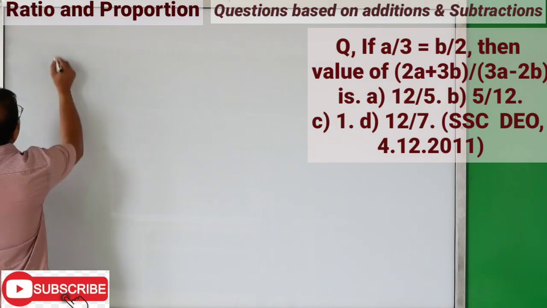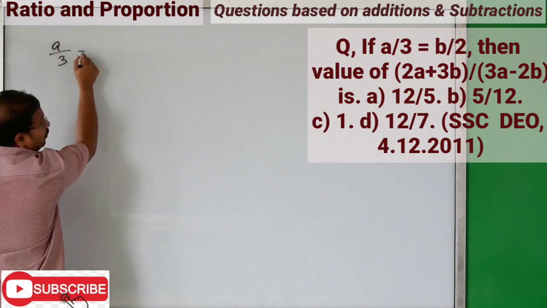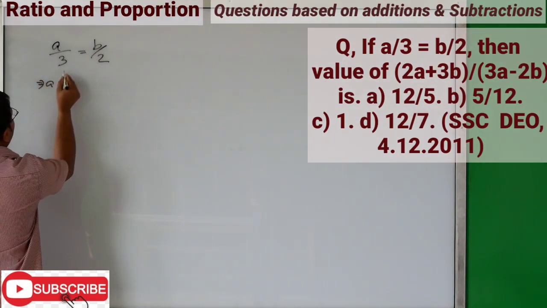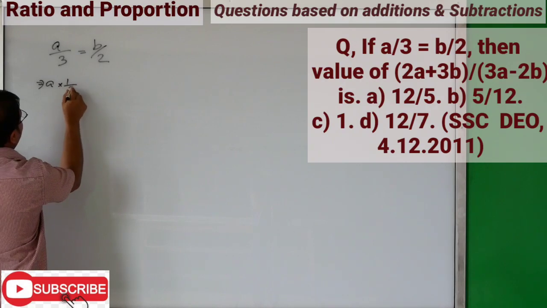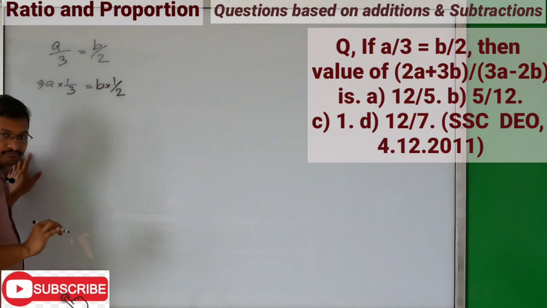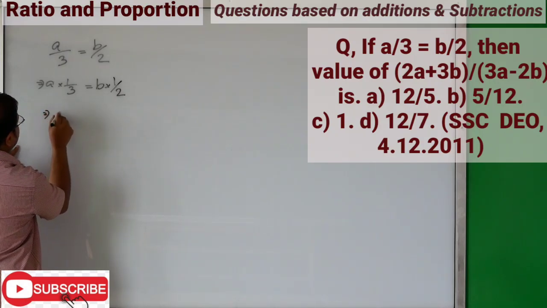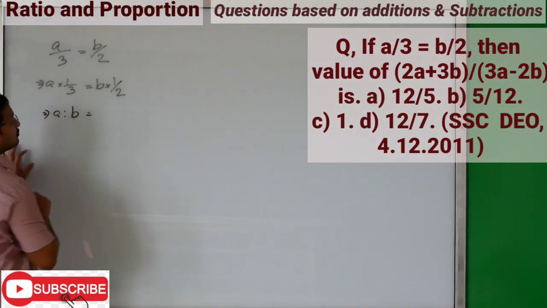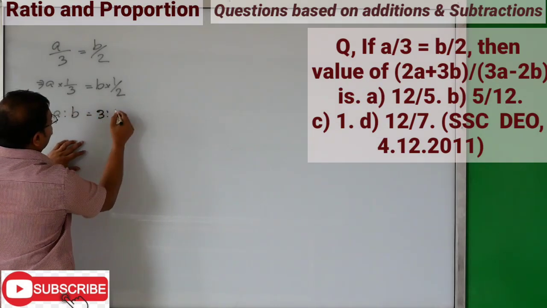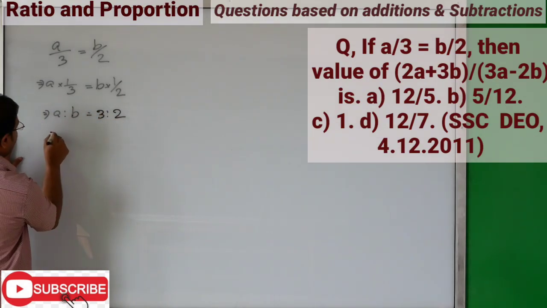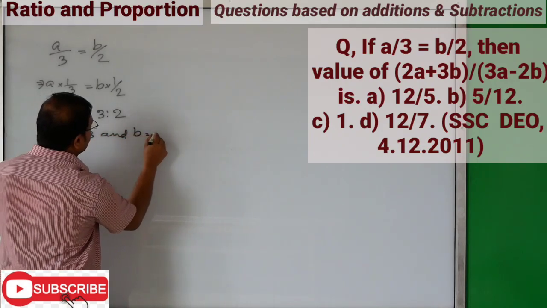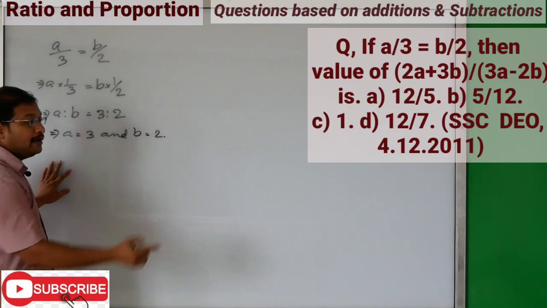What is given here? A by 3 equals B by 2. This implies A by 3 we can write A into 1 by 3 equals B into 1 by 2. Ready? That means this implies A is to B equals, what will happen? 1 by 3 will be 3, 3 is to 1 by 2 will be 2. That implies A equals 3 and B equals 2. Okay, now what do you want?